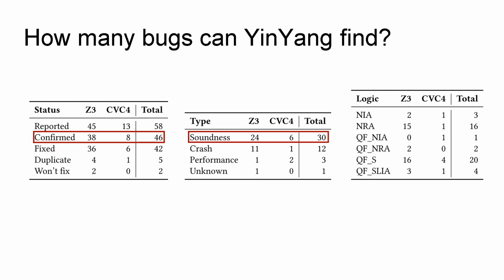Among the 46 confirmed bugs, 30 were soundness bugs, where the SMT solver gives an incorrect result. Soundness bugs are the most severe bugs in SMT solvers. We also found a couple of crash, performance, and unknown bugs that we consider the byproducts of our fuzzing campaign. Most bugs in Z3 were found in string logics and nonlinear logics. Most bugs in CVC4 were found in string logics.